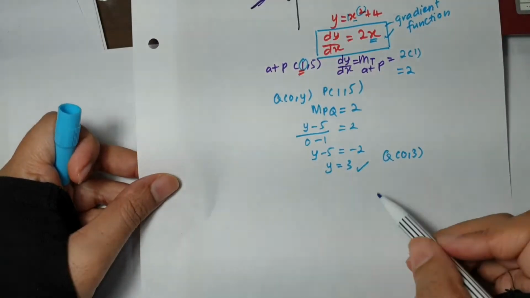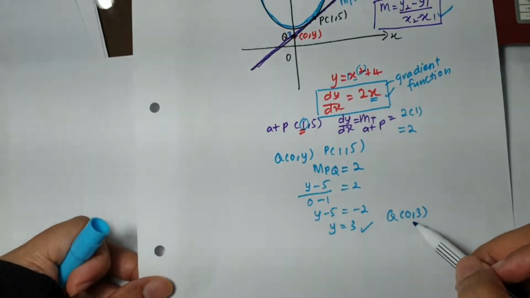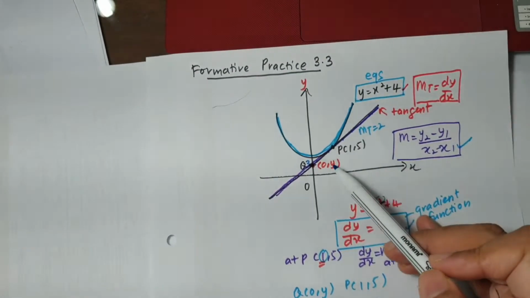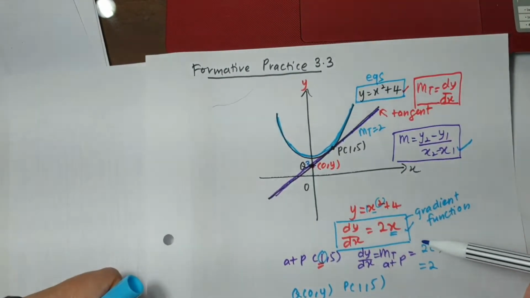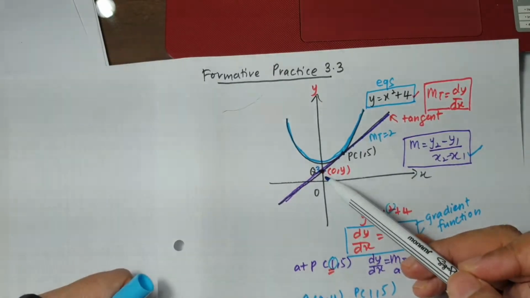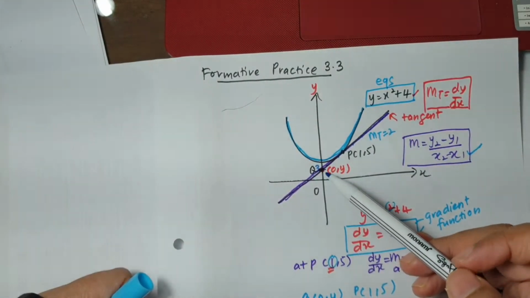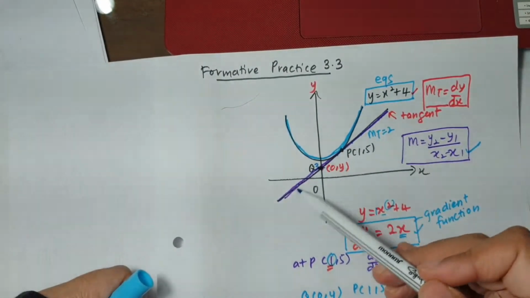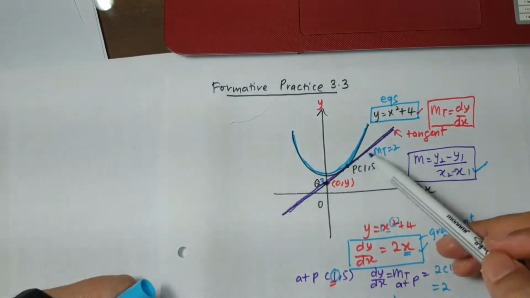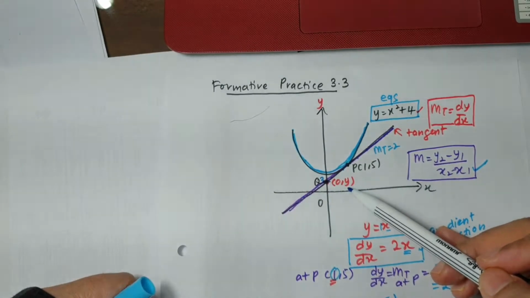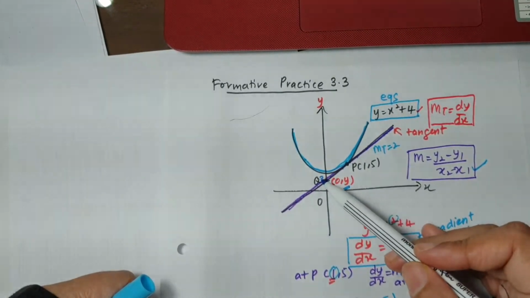So the coordinate of Q is 0, 3, because y is 3 here. Okay, so first step, look at the point Q. The point Q lies on this straight line. If you have the equation of the straight line, you can use it to find the y coordinate of the point Q here.